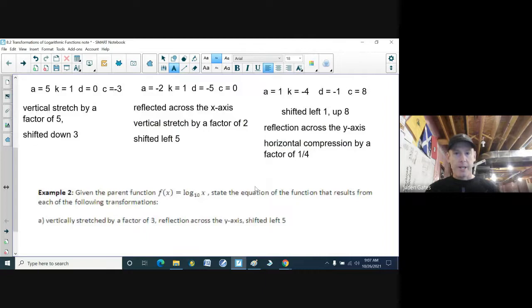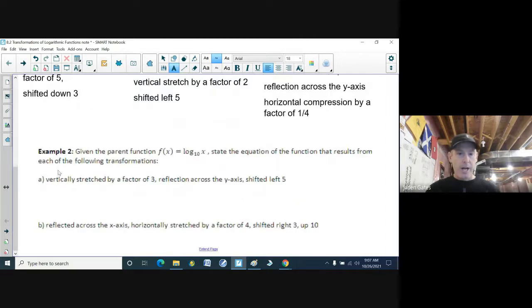All right. So that's in words. Now we're actually applying this stuff. Given the parent function, which is our base log function, state the equation of the function that results from each of the following transformations. All right. So it's vertically stretched by a factor of 3, reflection across the y-axis, and shifted left.